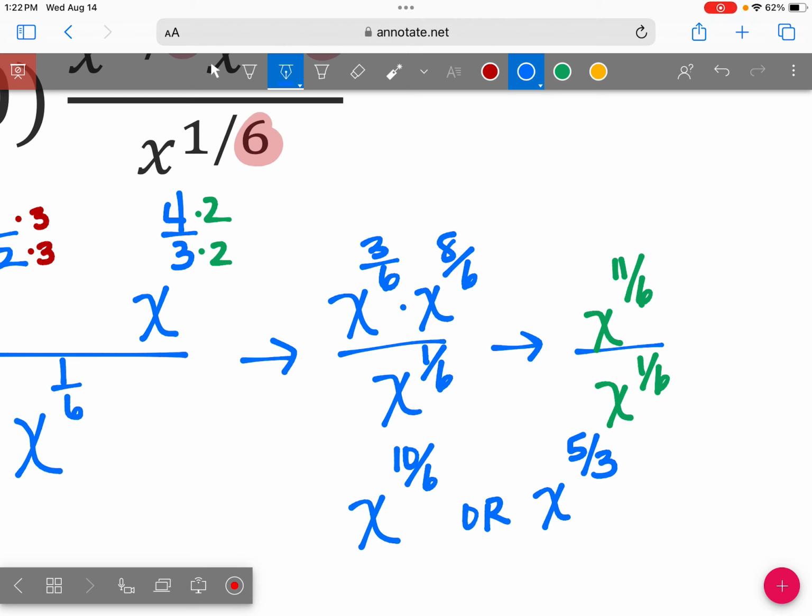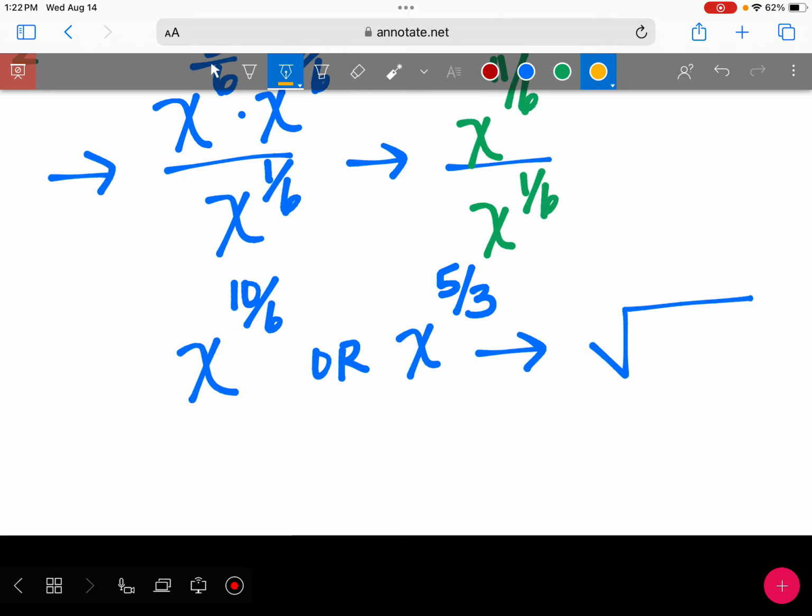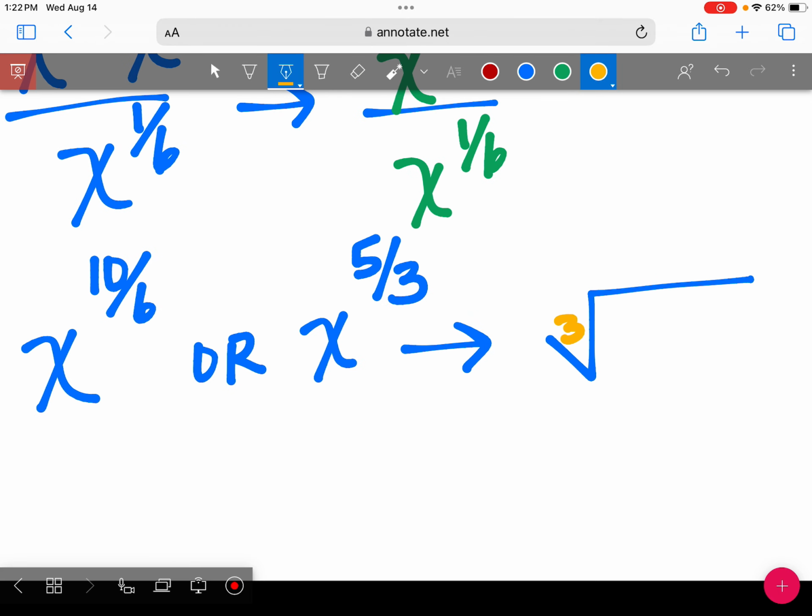I lied to you. It's not your final answer. Sorry, y'all. I don't mean to be a liar. All right, let's go ahead and rewrite this in radical form. So when I write this in radical form, the 3 goes right here. And then I have x to the 5th on the outside. So the reason why that's not my final answer is because it could simplify. How many groups of 3 can I make with 5 people? Show me with your fingers.